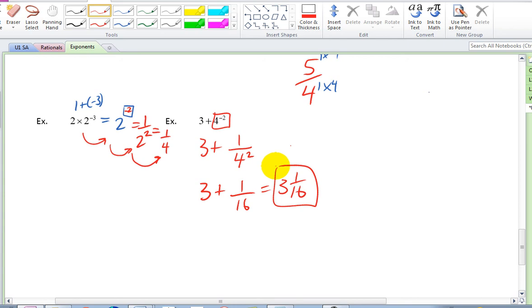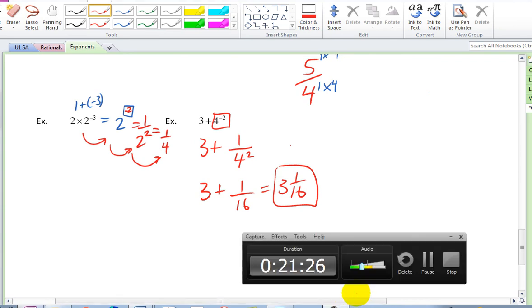Think you guys can handle negative exponents? So I have a worksheet for the negative exponents. We're going to get on that in a second. What you need to do, first of all, is start your textbook work.